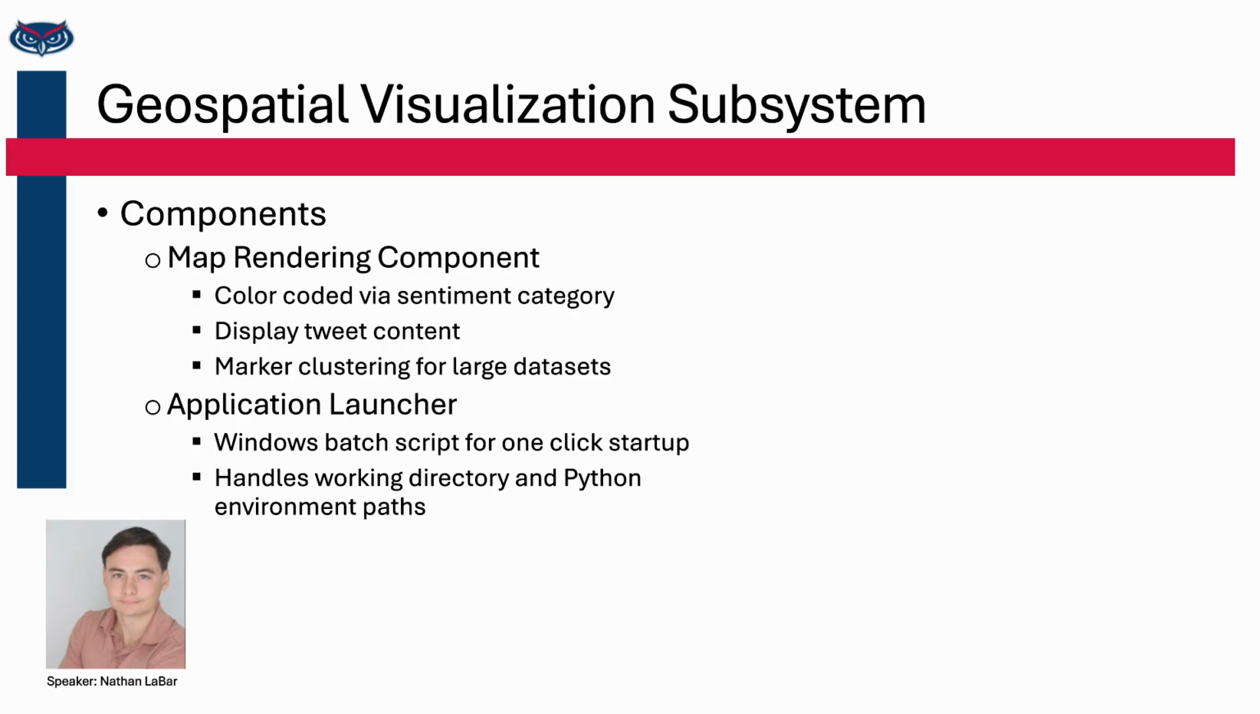To make the system usable outside of a development environment, we created a Windows batch launcher. This script sets the correct working directory, initializes the Python environment, and starts Streamlit with just one click. This ensures the entire visualization tool is simple and accessible for users.